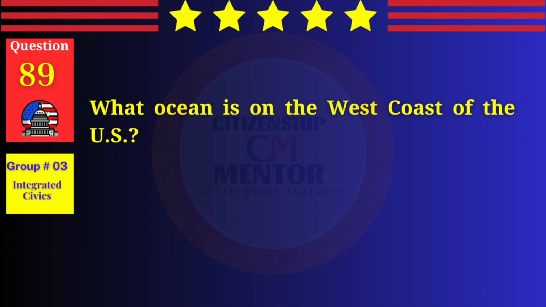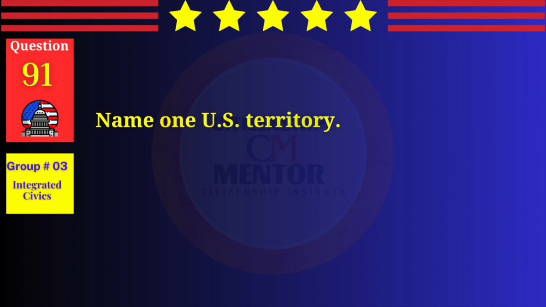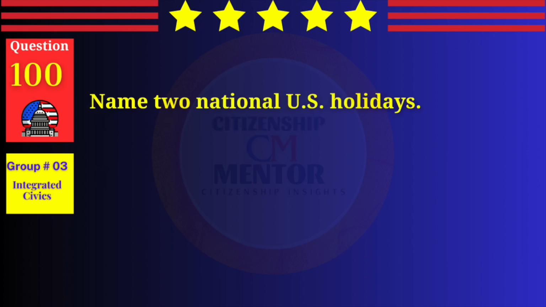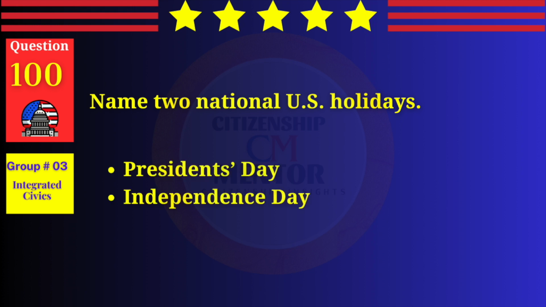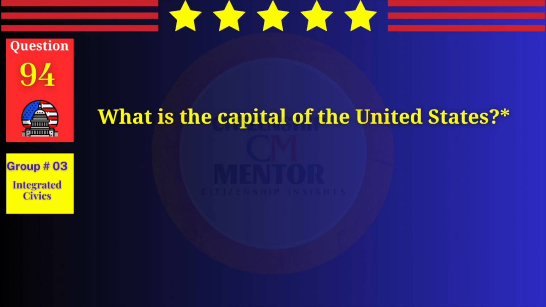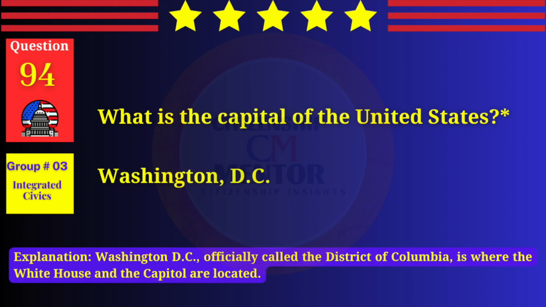What ocean is on the west coast of the U.S.? Pacific Ocean. Name one U.S. territory. Guam. Name two national U.S. holidays. President's Day, Independence Day. What is the capital of the United States? Washington, D.C.